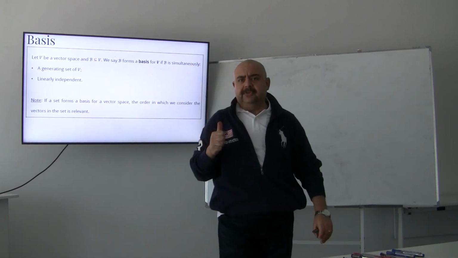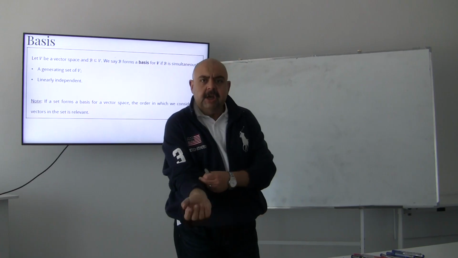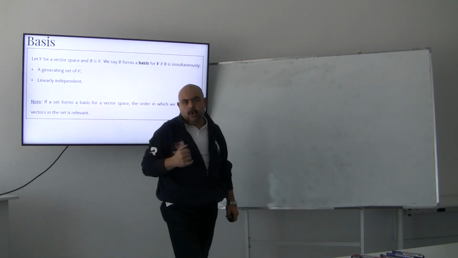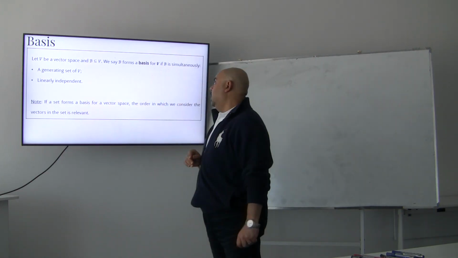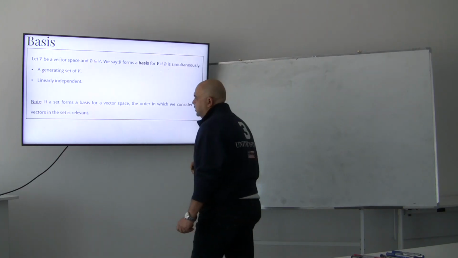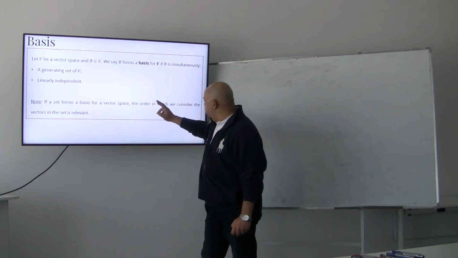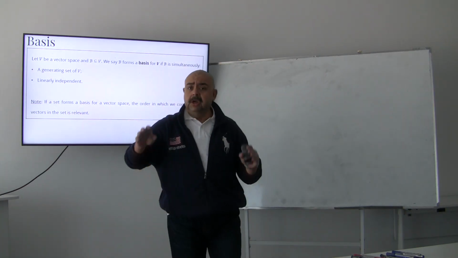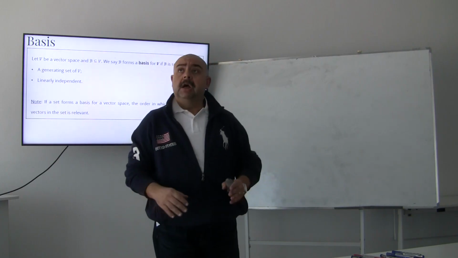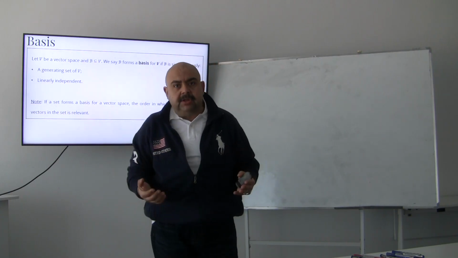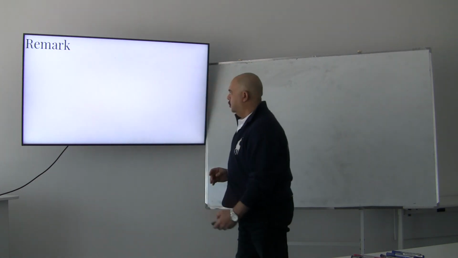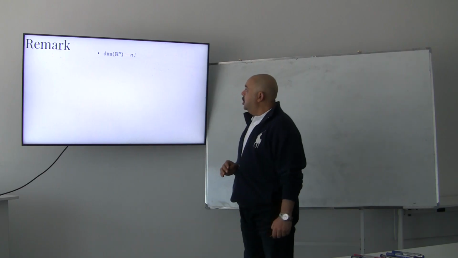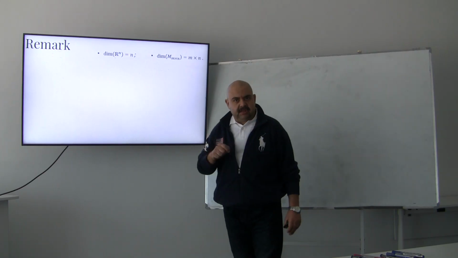First of all, it has to be generating for any vector of V. Number two, this set of vectors must be linearly independent, as I told you before in the previous sessions. If a set forms a basis for a vector space, the order in which we consider the vectors in the set is relevant. This is really very important. Once you put these vectors, there will be coordinates down the road related to these vectors, so they should be kept in order.